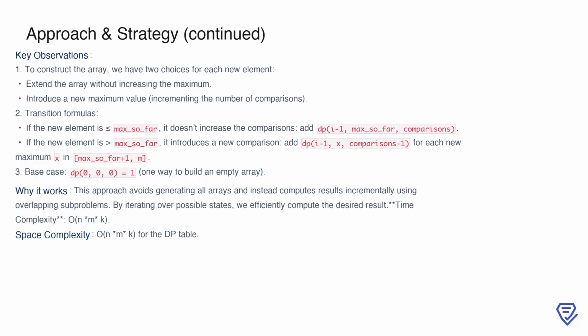This framework works because it avoids redundant calculations by reusing previous results and incrementally building up the solution. The time complexity of this approach, n*m*k, is vastly more efficient than brute force, and the space complexity is also manageable at n*m*k, as it only requires storing the dp table.